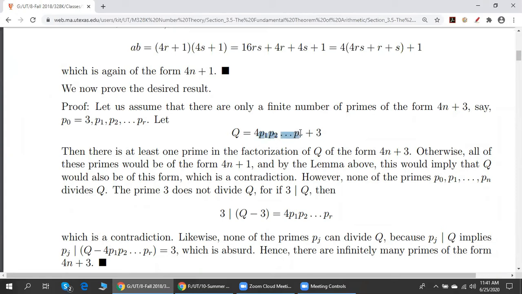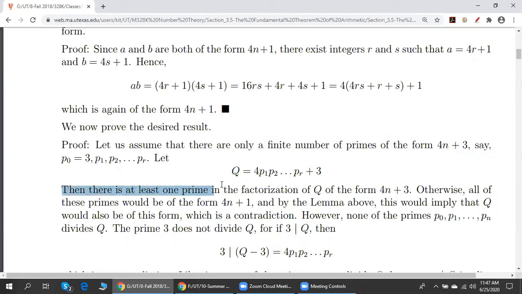Then we multiply these by 4, and then we do not add 1 here. We add the first prime number of the form 4n plus 3. Why do we need this construction? We will see it in a moment. But the point is, if we consider this, we will be able to get a contradiction. Note that we need a contradiction because we assume to the contrary that there are only a finite number of primes of this form. So consider this.